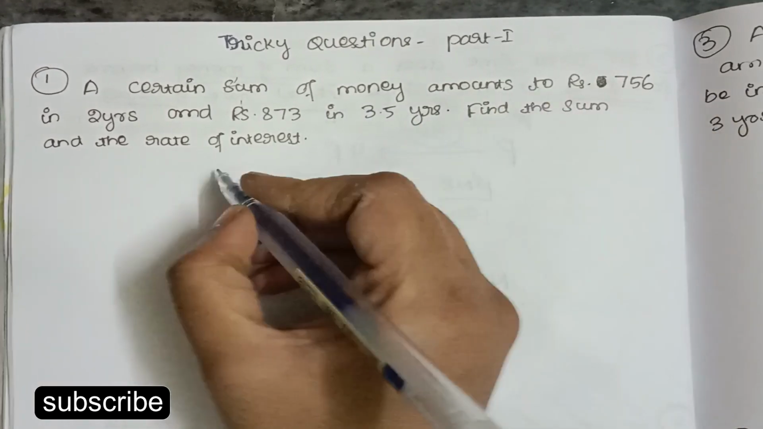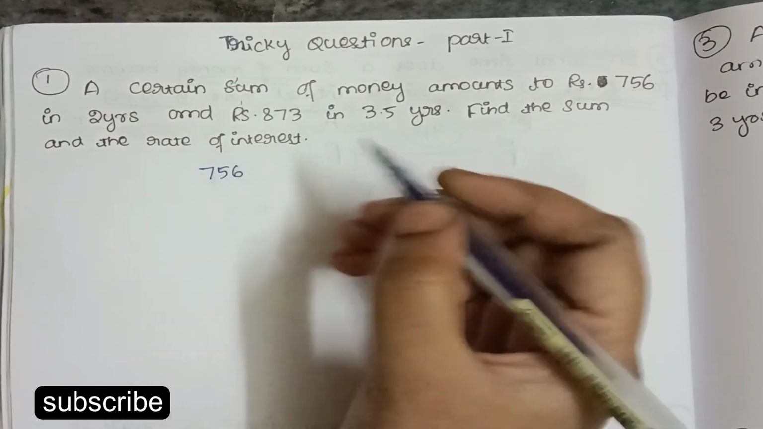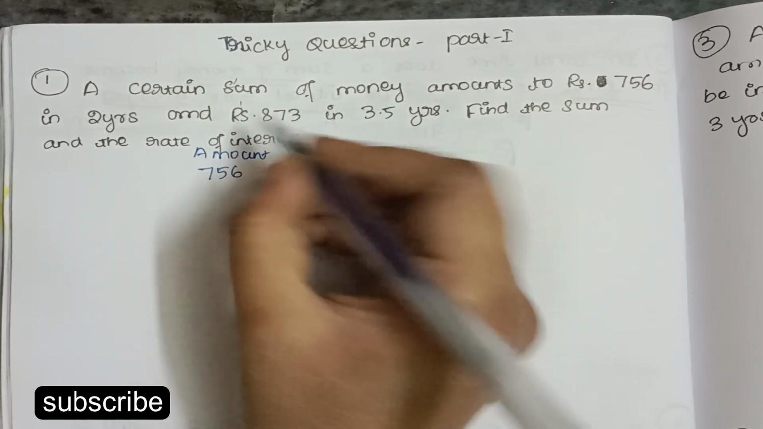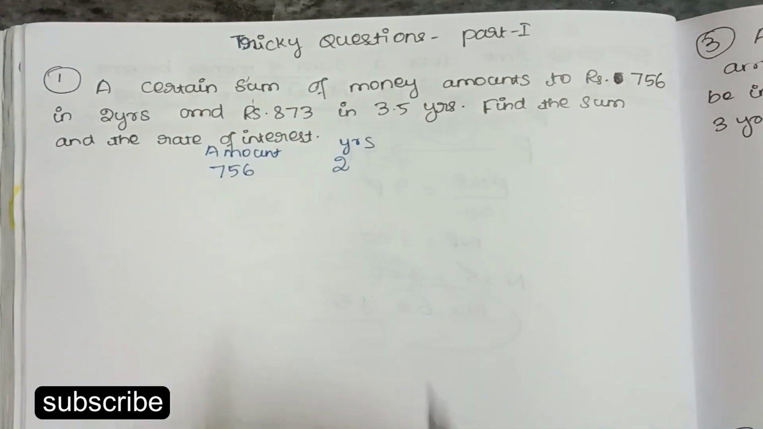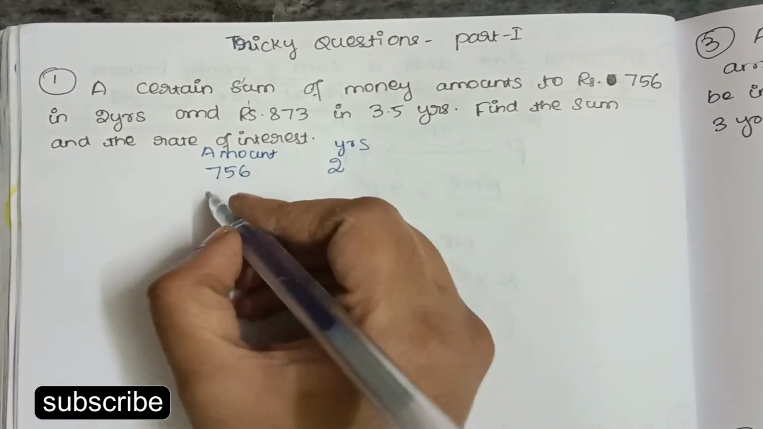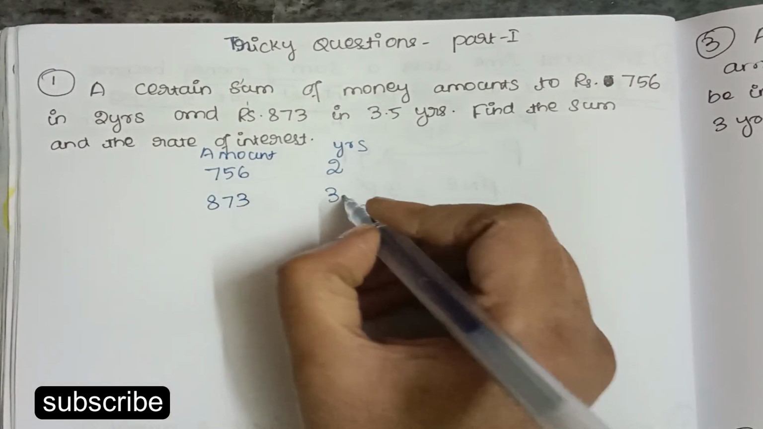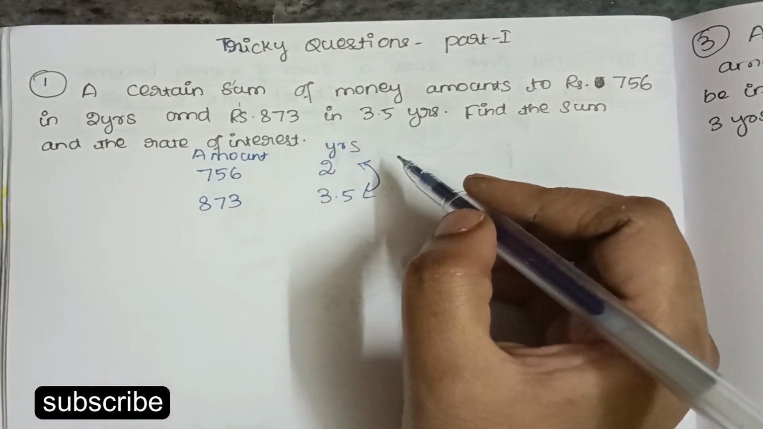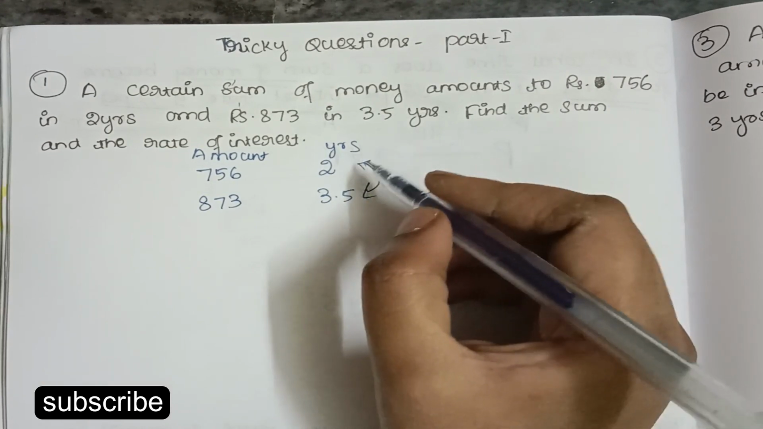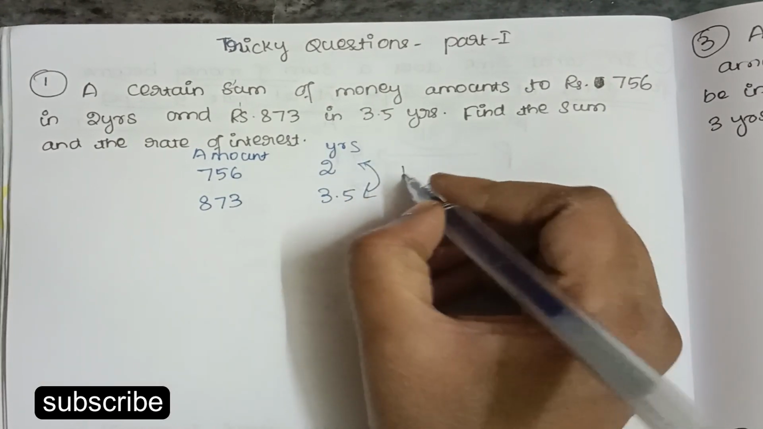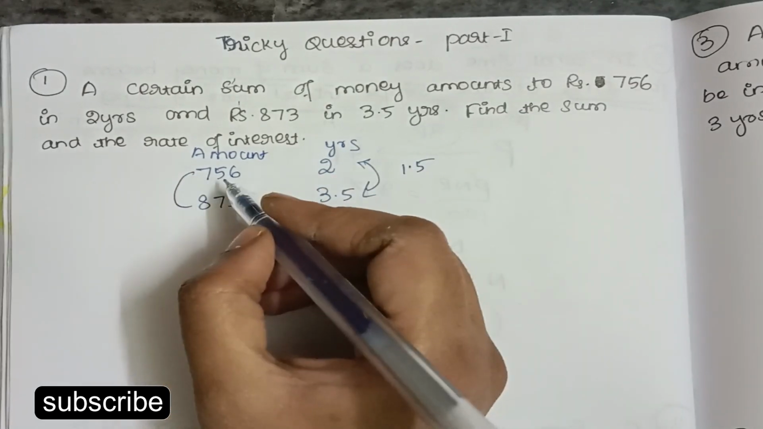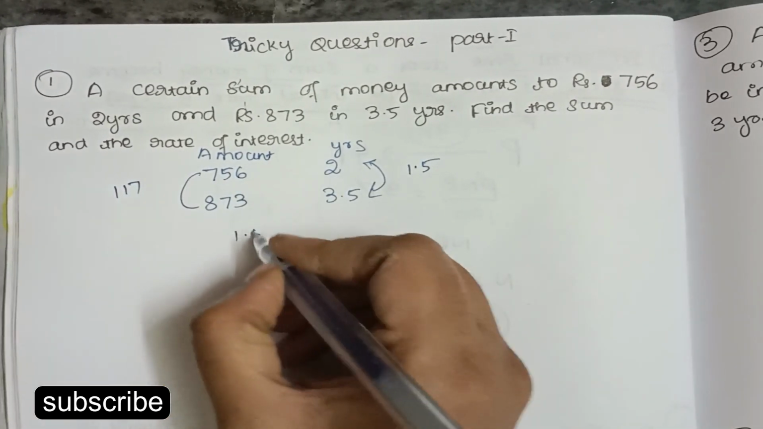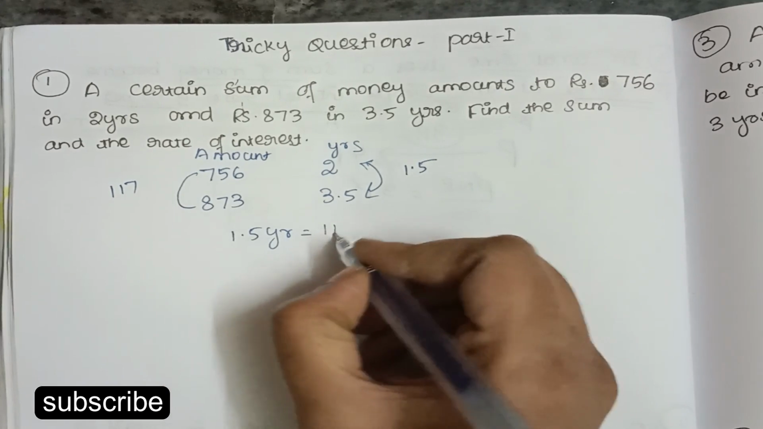In the first line, a certain sum of money amounts to 756 in 2 years. The amount for the years is given. That is 756 rupees in 2 years and 873 rupees in 3.5 years. What is the difference between the years? It is a simple interest problem, so the rate of interest is constant throughout the years. The difference between 2 and 3.5 years is 1.5 years. The difference between 756 and 873 is 117. So in 1.5 years, the interest goes up by 117.